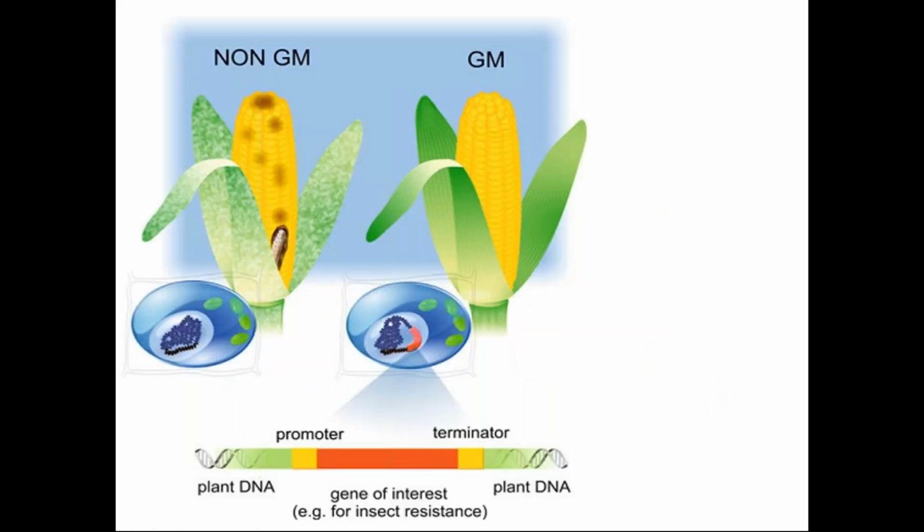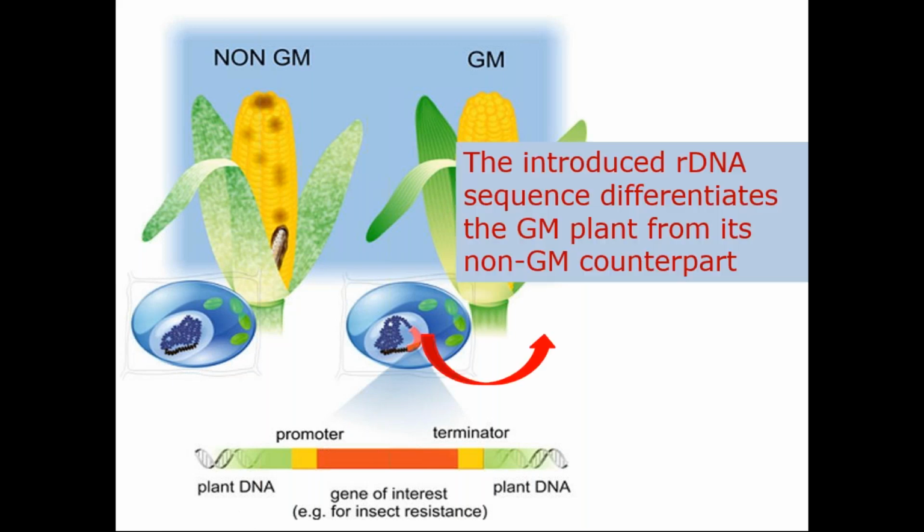So here is a non-GM and a GM corn. This is the non-GM corn, and the difference in the GM corn is that it has the gene for, say, Cry1Ac inserted. This small one expanded shows you the gene of interest, where you have the promoter and the gene of interest, and it has been inserted into the plant DNA. So to identify GM from non-GM, we have to detect the presence of this new DNA, or the product of this DNA, which is the protein. So the introduced sequence is the only thing which differentiates the GM plant from its non-GM counterpart.